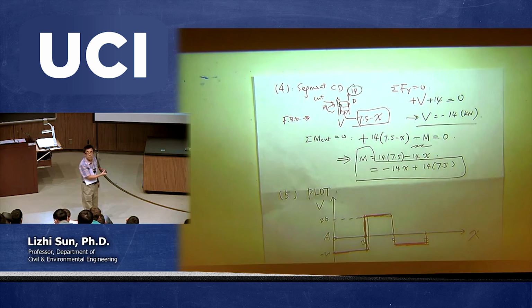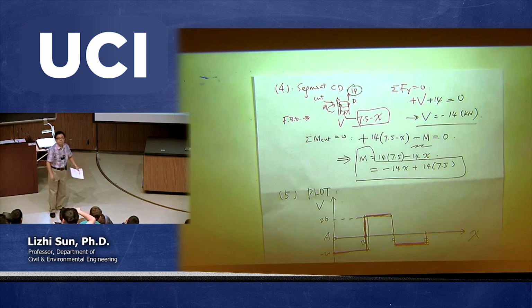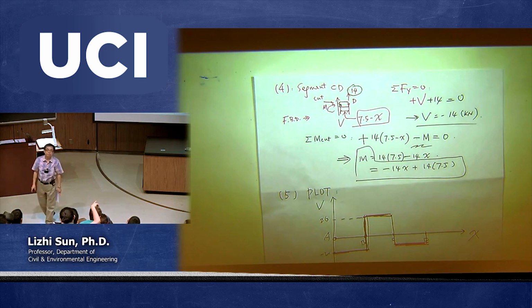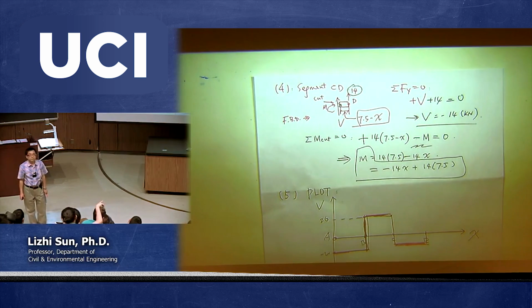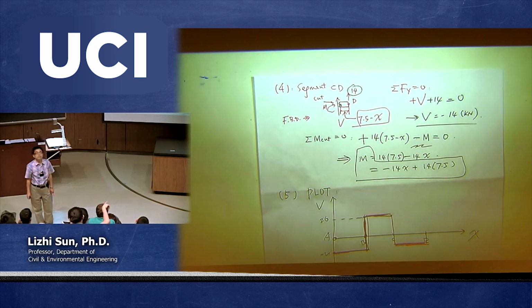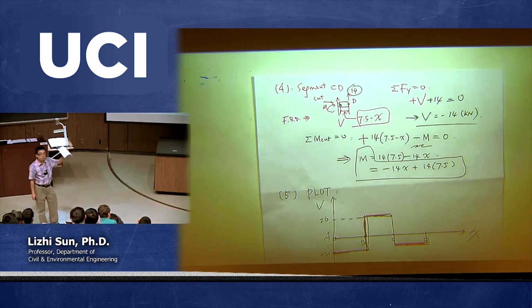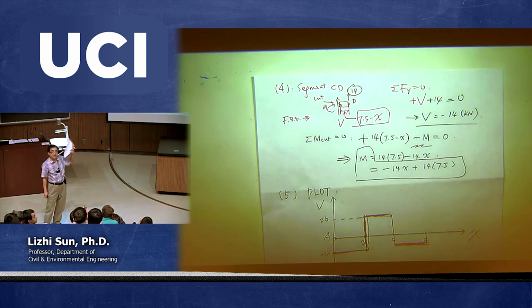Yes. Any other questions? Okay. Yes, calculated from the left, we should end up with the negative 14. Yes, that's right. You're right. If you do the equilibrium equation on the left, you should always end up with negative 14. Yes, always. Yeah, same thing.